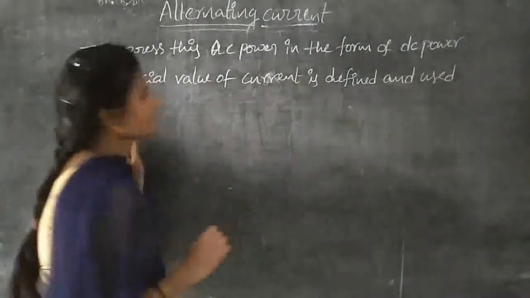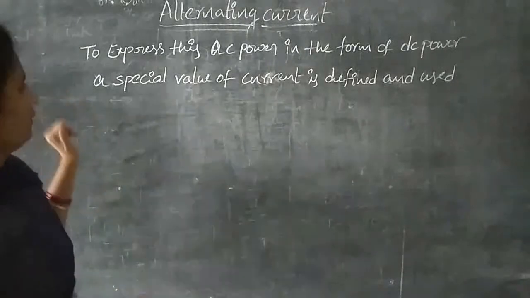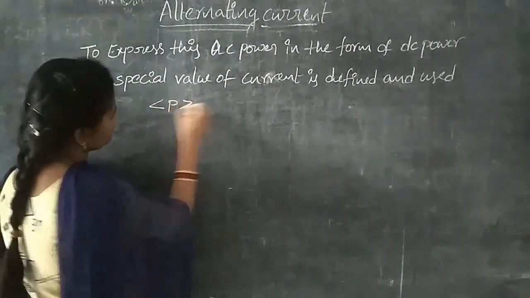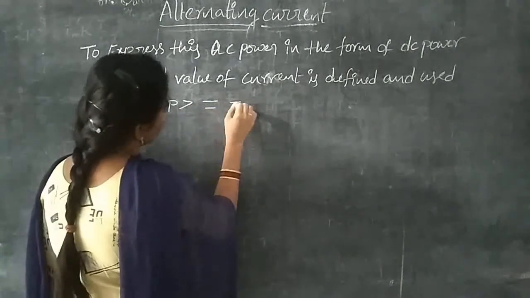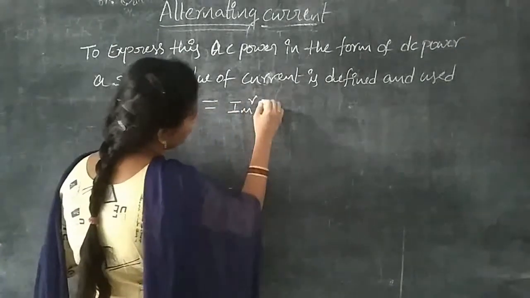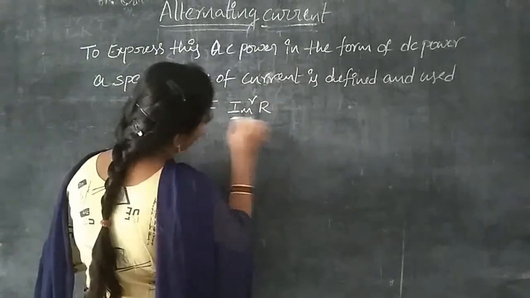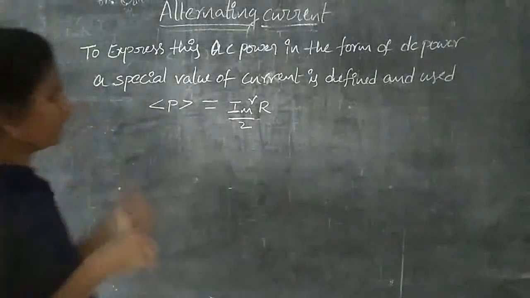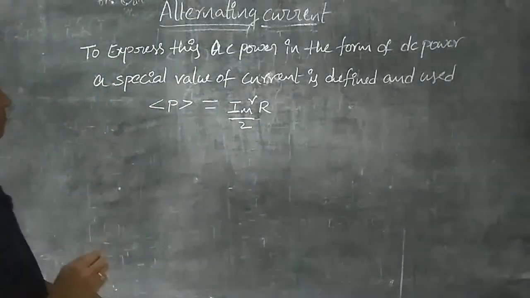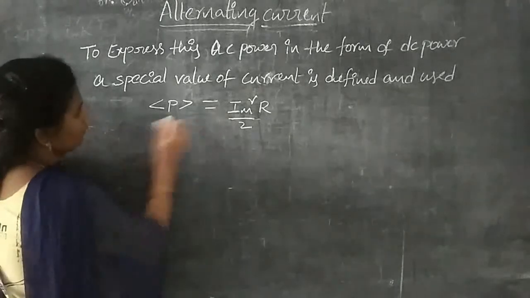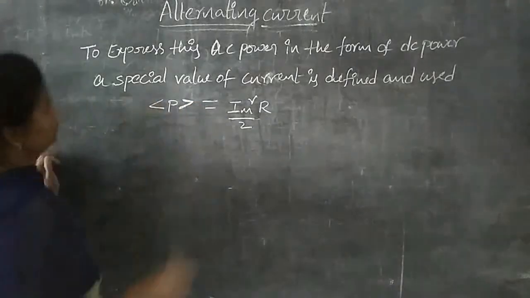So here the next one is, what is the average power? Average power is equal to Im square R by 2. Im square R by 2. So here, this is the average power.